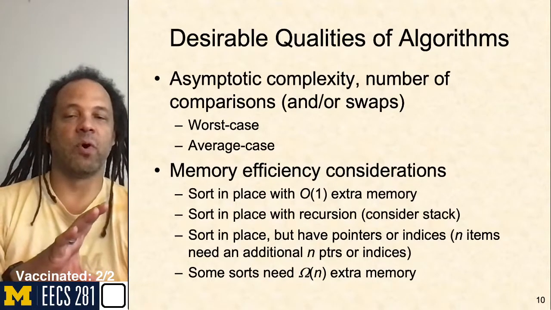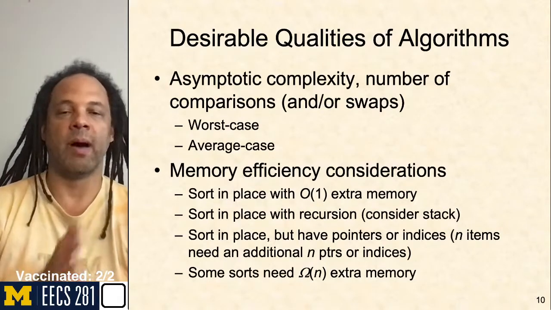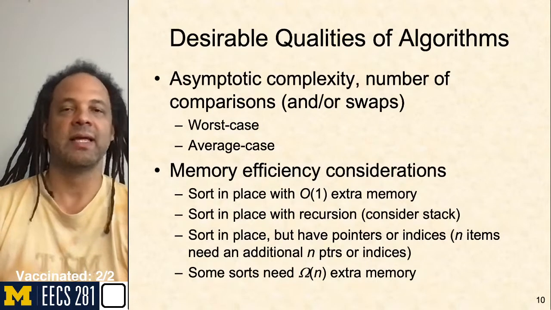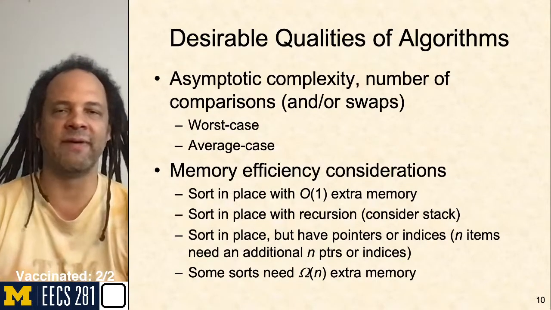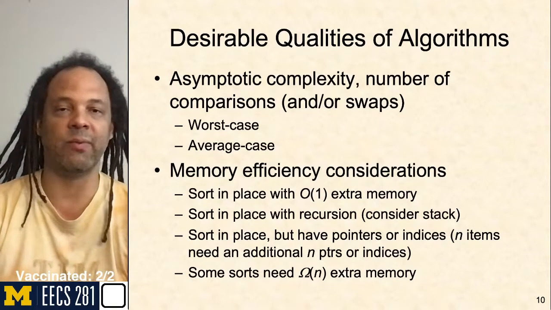Memory efficiency, of course, is another thing. Once we've talked about our time complexity, we also need to know about memory. Some things we'll be able to sort in place. And when we say sort in place, that means we still need some constant amount of extra memory. And if you're wondering what that constant amount is, it's probably that temp thing that we swapped into.